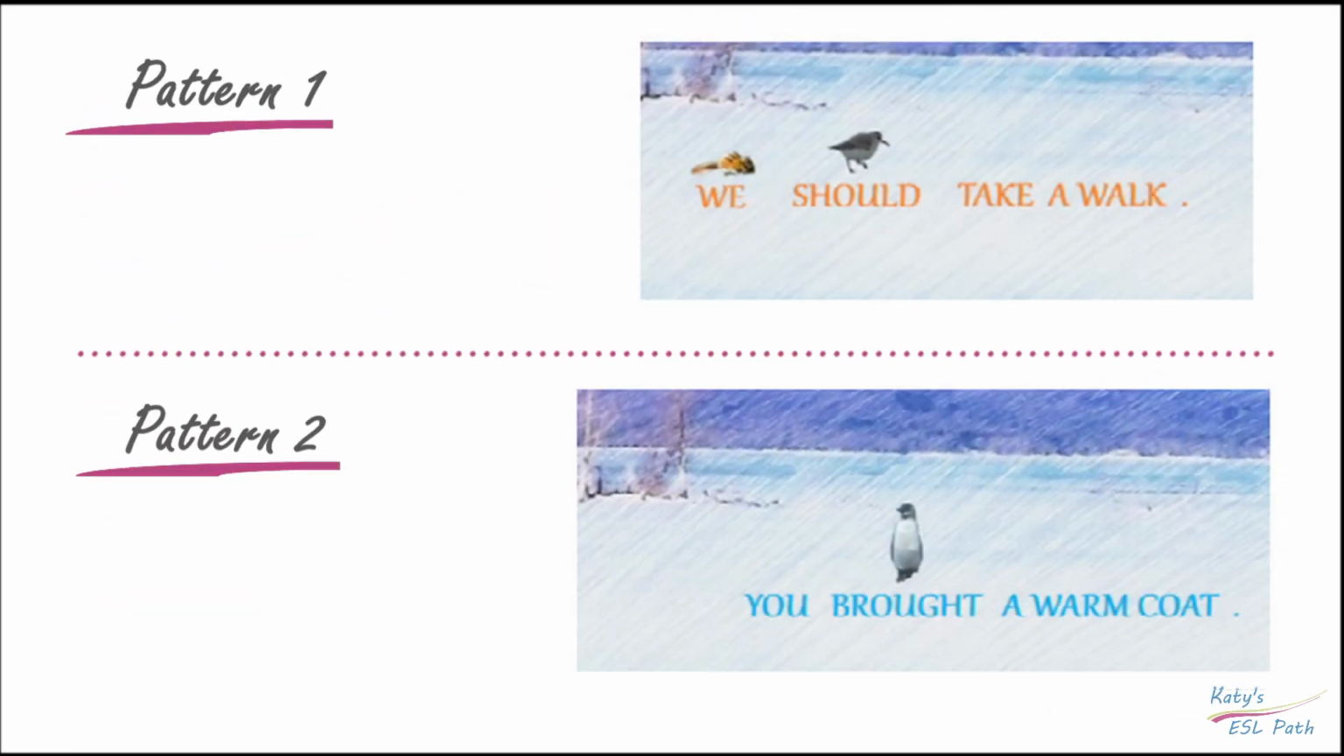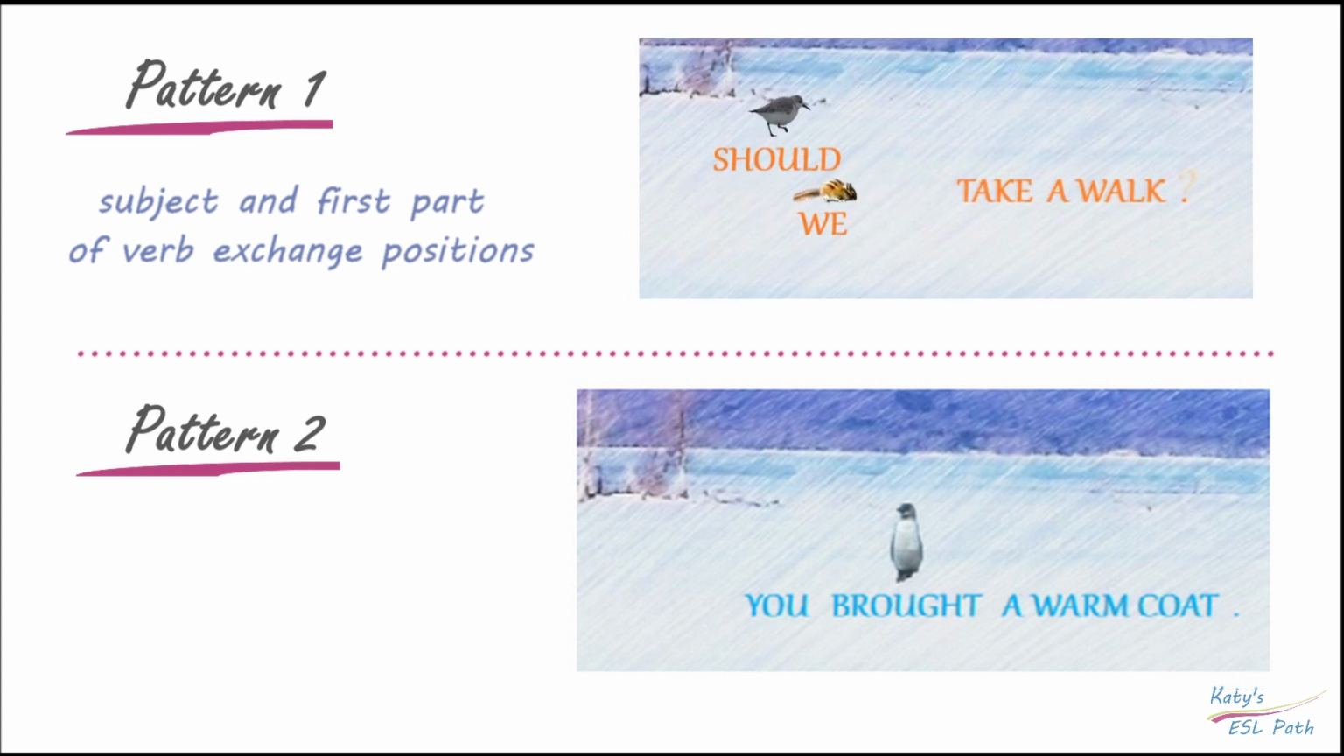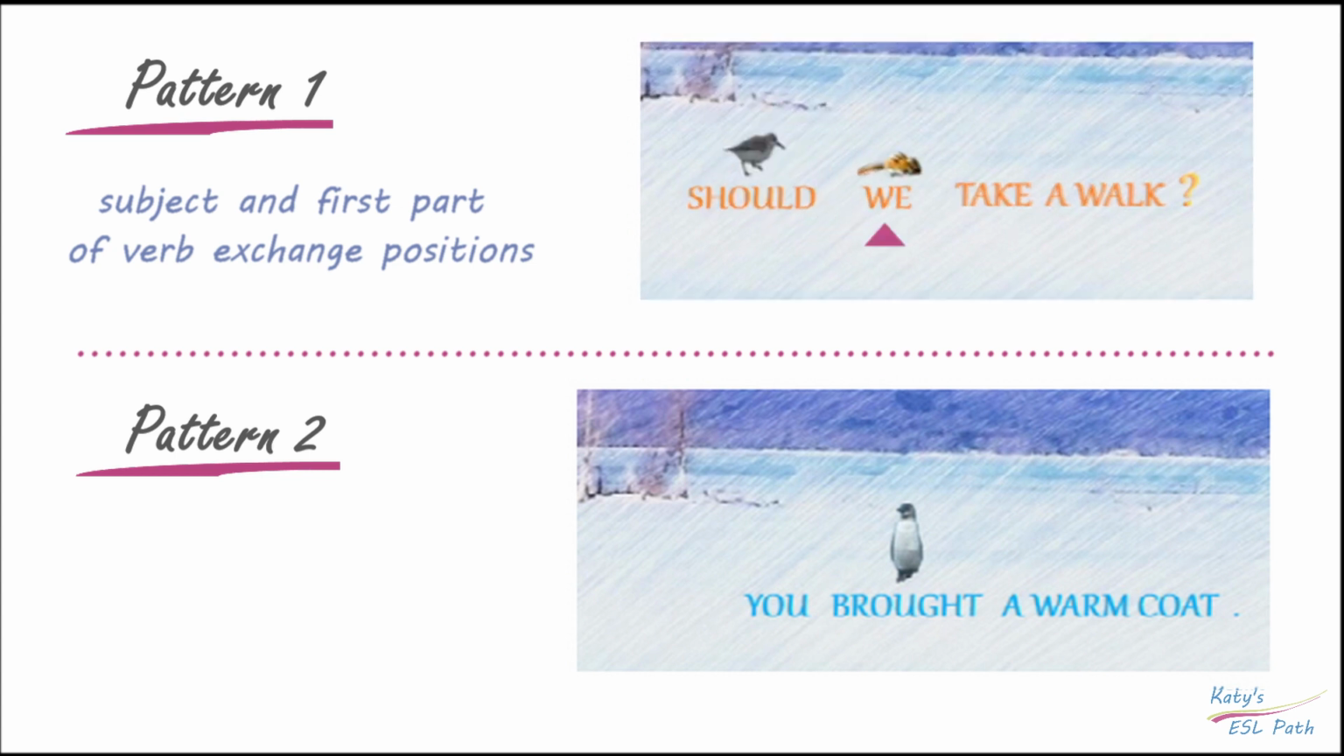Wow, truly amazing. I don't know when I've ever seen a skating performance like that before. So did you notice the two patterns? Let's look at it a little more slowly. With the first pattern, the subject, which is the noun before the verb, exchanges positions with the first part of the verb. Here's another look at that. As you see, the subject we exchanges places with should, the first part of the verb should take.